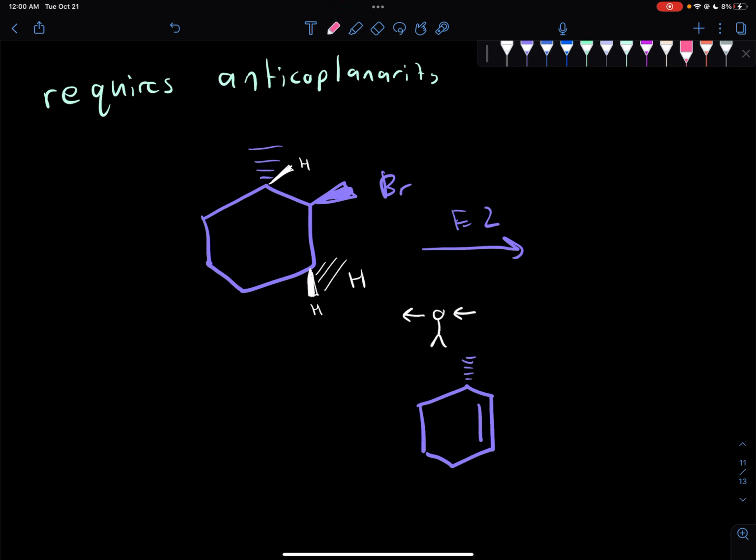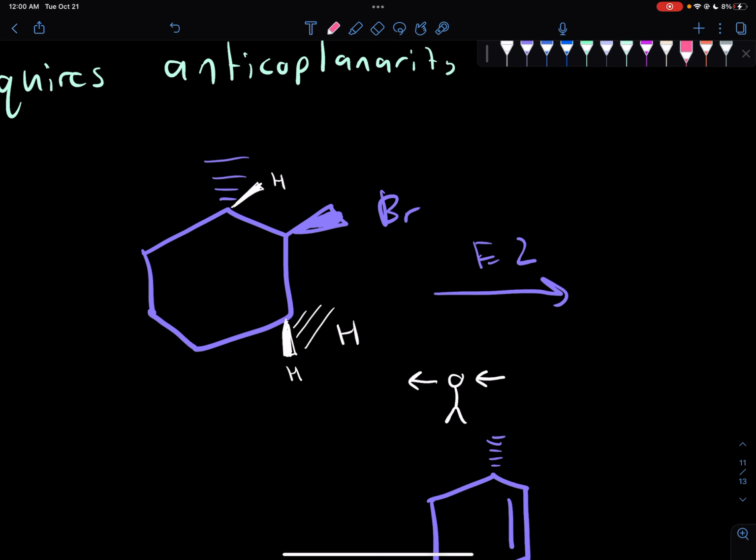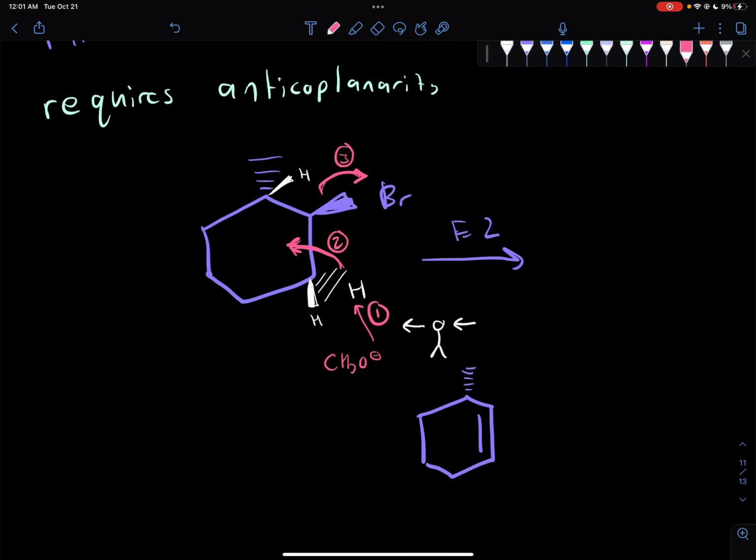Now, I didn't even talk about the mechanism because I think it's self-explanatory now. You're going to have your base, say CH3O minus. It's going to extract a proton, form a double bond, and kick this off in the exact same step. So it's all in one step. You're taking the H, the bond comes here, and you're breaking this. That's what forms your double bond.